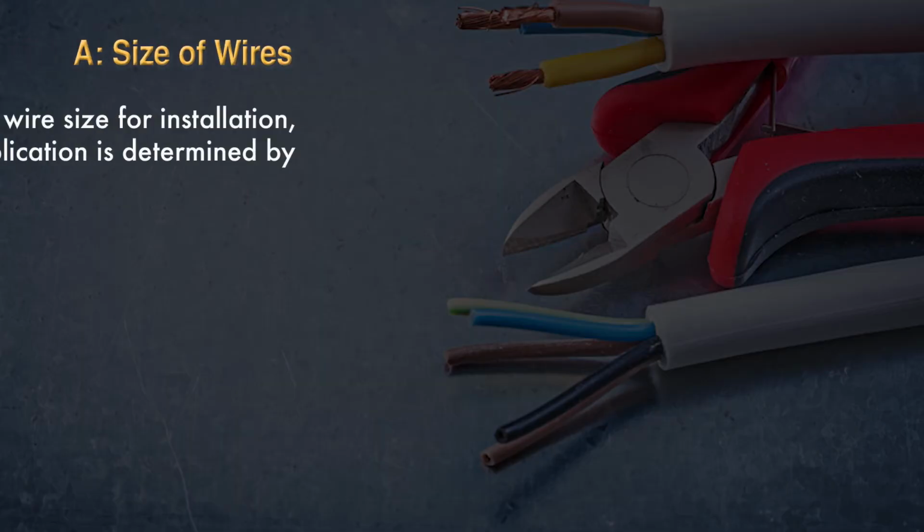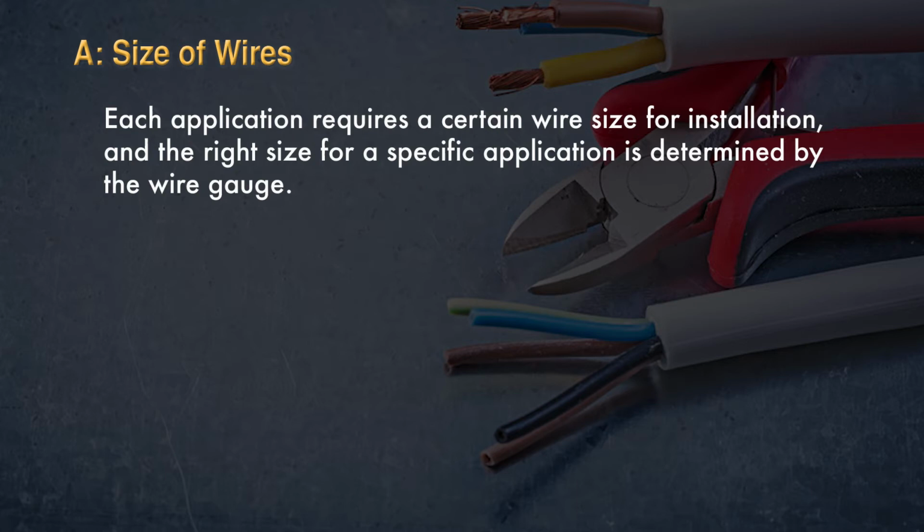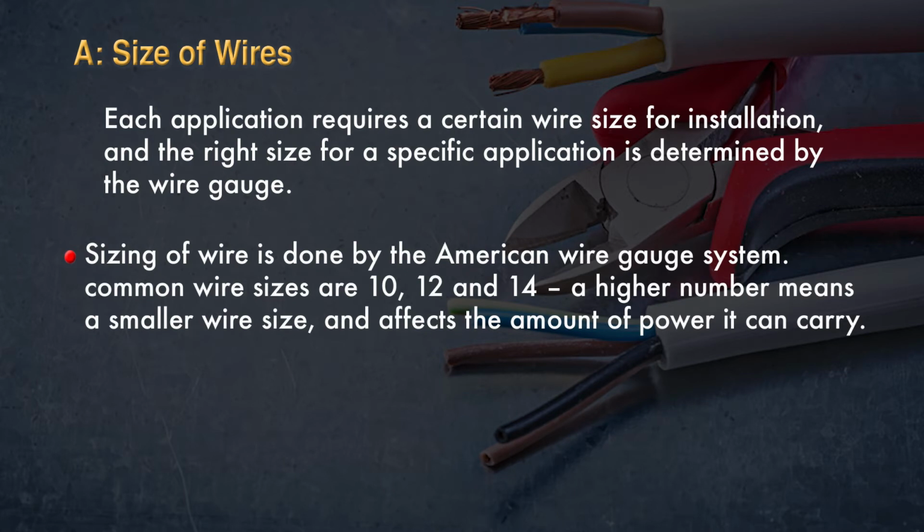Now we are going to discuss in detail the wire. If we are talking about the wire, the following points should be considered to make the correct choice of wire. What is the first point that you have to keep in mind? That is the size of wire. Each application requires a certain wire size for installation, and the right size for a specific application is determined by the wire gauge. Sizing of wire is done by the American wire gauge system.